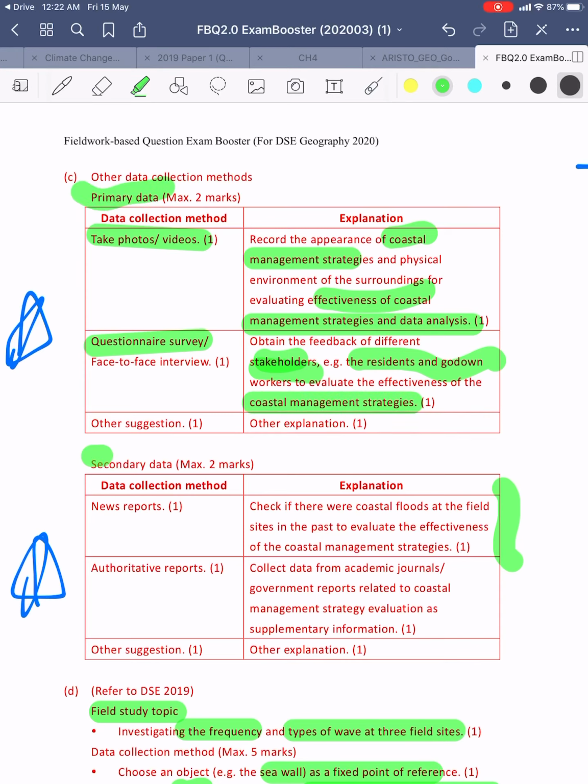How to deal with secondary data? News report. News report talking about the flood in the Hanfashun maybe. Okay, a lot of people's cars is being drowned on that time. Authoritative report such as the government report.